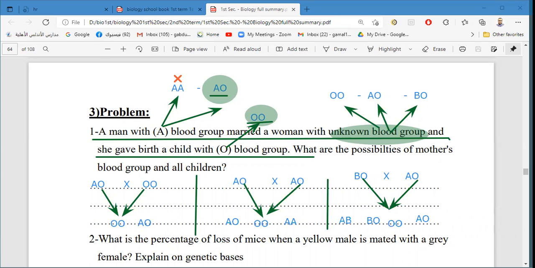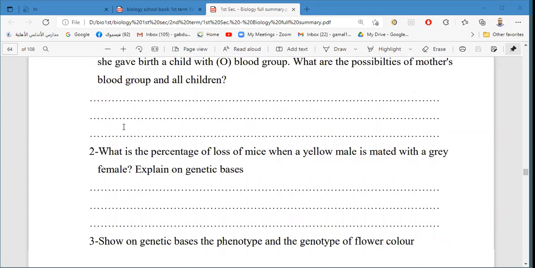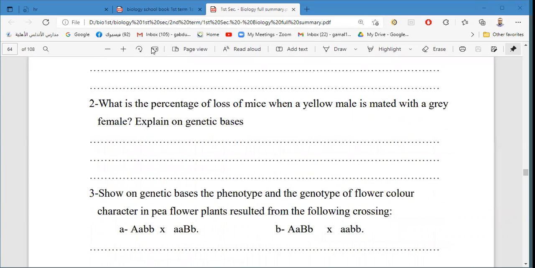Now we have answered all the questions. Is it clear? Yes. Now let's move to another question. Ruqayya, read.